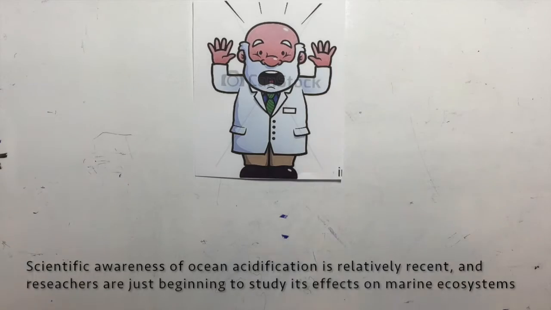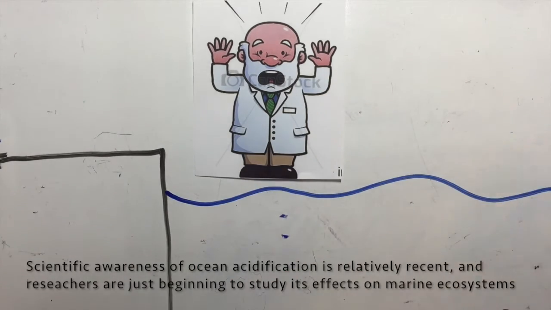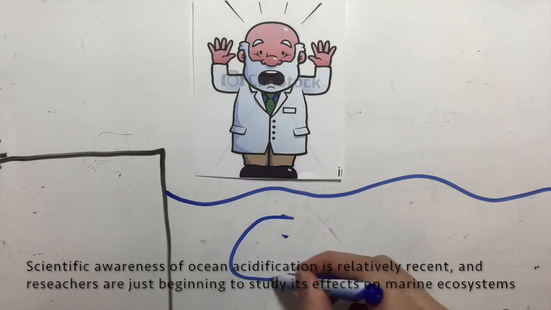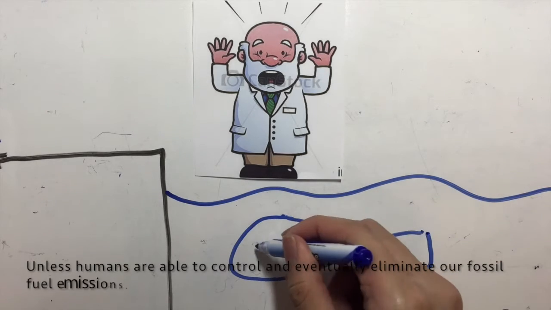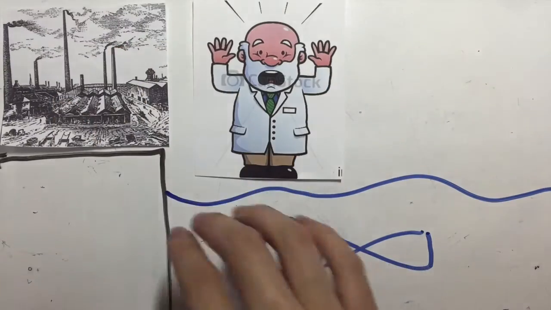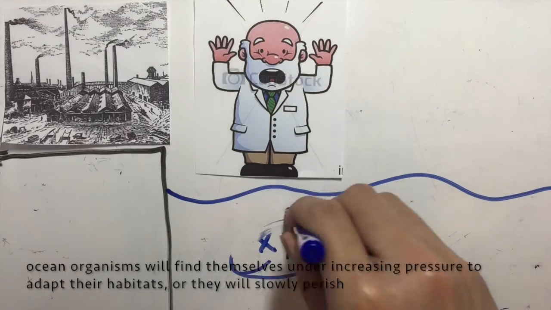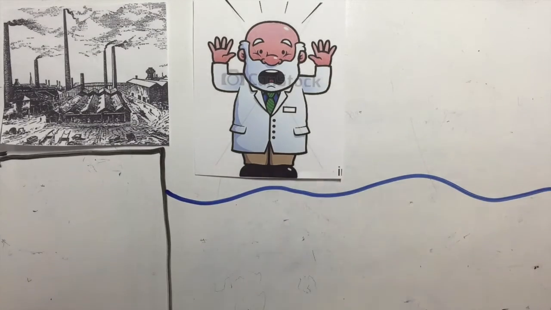Scientific awareness of ocean acidification is relatively recent, and researchers are just beginning to study its effects on marine ecosystems. Unless humans are able to control and eventually eliminate our fossil fuel emissions, ocean organisms will find themselves under increasing pressure to adapt their habitats, or they will slowly perish.